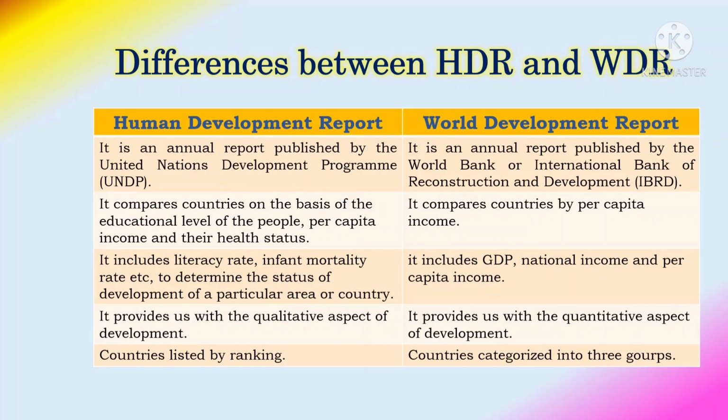The Human Development Report includes literacy rate, infant mortality rate, etc. to determine the status of development of a particular area or country. But the World Development Report includes only GDP, national income, and per capita income. The Human Development Report provides a qualitative aspect of development, and the World Development Report provides the quantitative aspect of development. All the countries are given rankings in the Human Development Report, and in the World Development Report, the countries are categorized into 3 groups.